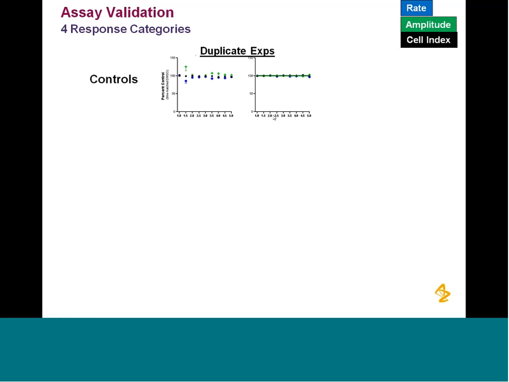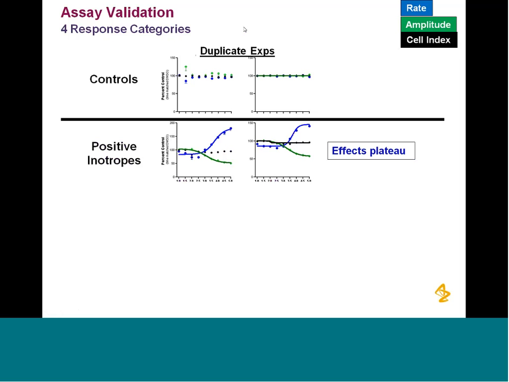That's the controls. The controls, not surprisingly, are negative. The positive inotropes show an increase in rate with a corresponding decrease in amplitude and no effect on cell index. Now, this gets back to, I went to a lot of trouble to give you several examples. I could have given you many more of compensating effects between rate and amplitude. And here what happens is that there, again, rate's going up and amplitude goes down. They seem to compensate. Potencies are fairly similar. So you could use either.